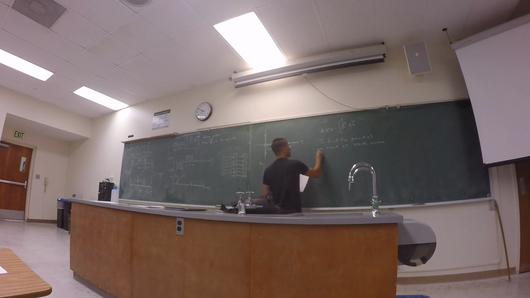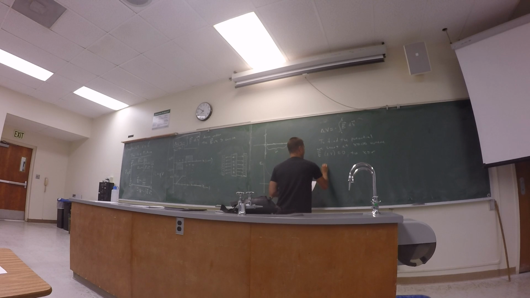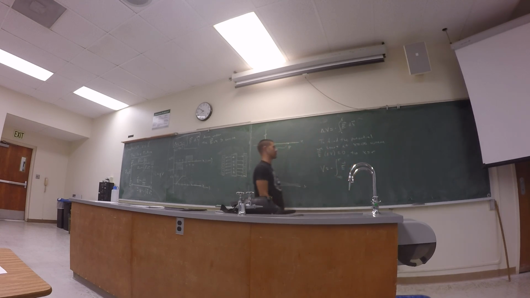where E and V, by the way, equal 0, and we're going to integrate to this point r. So that looks something like this. We get V equals negative the integral from infinity to r of E dot ds, and ds is going to turn into dx. So I'm going to erase that right now, and I'm just going to say that that is the dx vector.